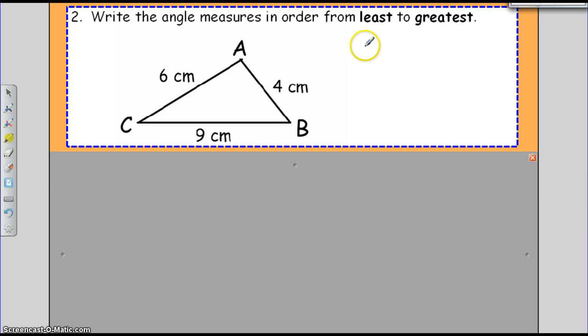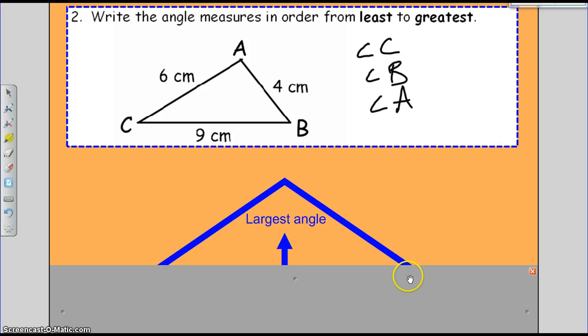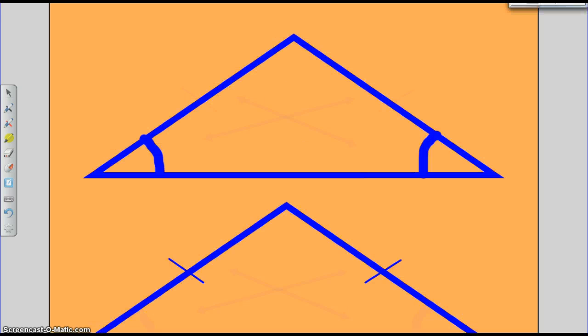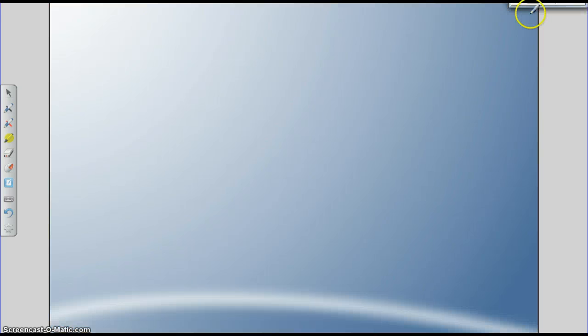Which angle measure in order from least to greatest? Angle measure. Smallest side, smallest angle. Next smallest side is the next smallest angle. And then 9 is the biggest, so this is my order from least to greatest. There we go.